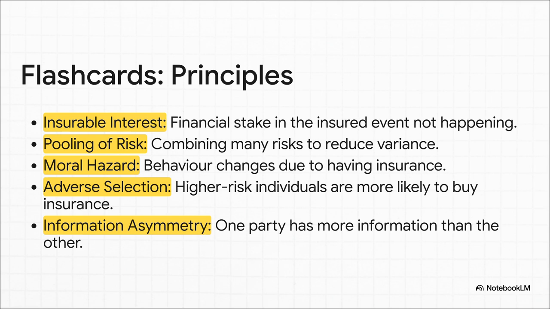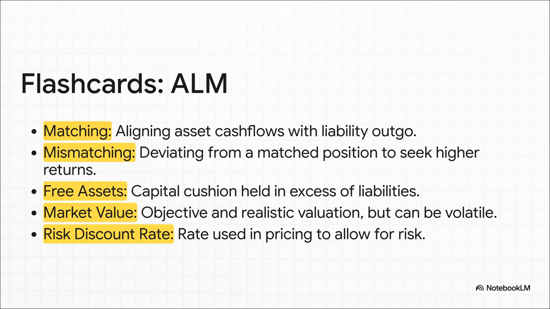This is why we have underwriting. Information asymmetry, one side knows more than the other. It's the root cause of adverse selection and why we need consumer protection. Got it? Next. Okay, ALM and valuation.